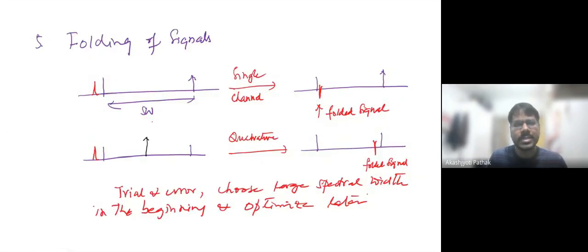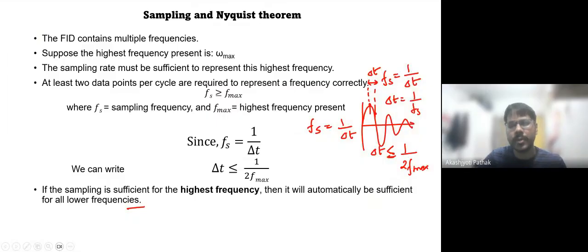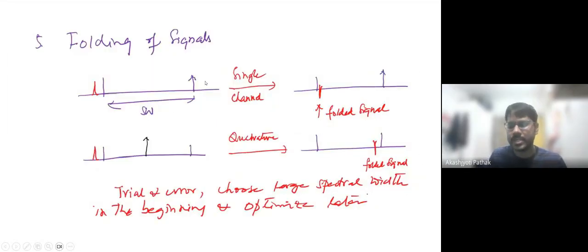Now another thing that was discussed was the folding of signals. There are a few questions related to it. When we solve the questions, you will understand it better. But what is the folding of signals? You have kept a particular spectral width. Now, it can happen that the spectral width you have selected is not covering the frequency you want to capture, or the frequency of the required signal is lying beyond the spectral width.